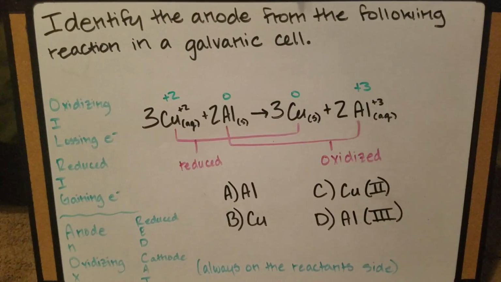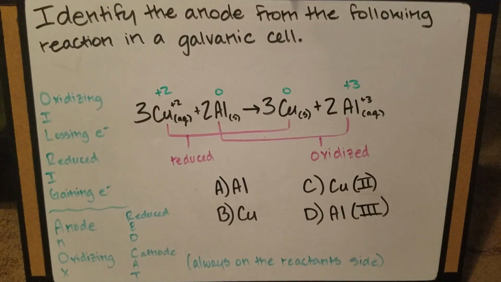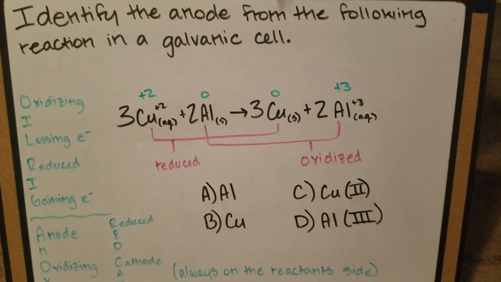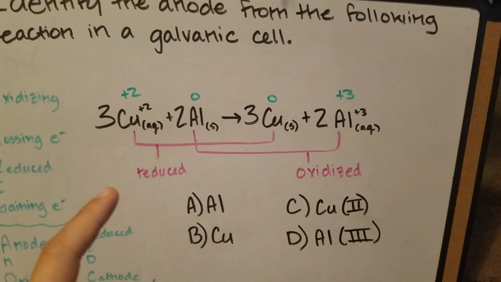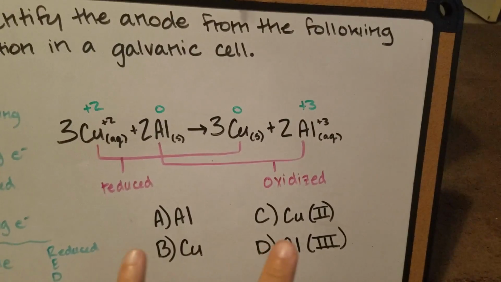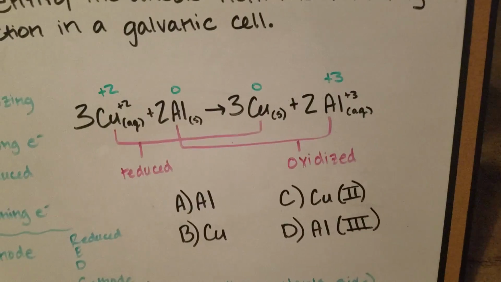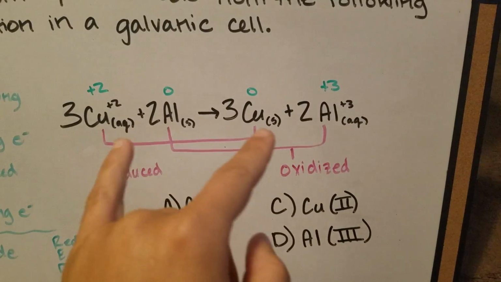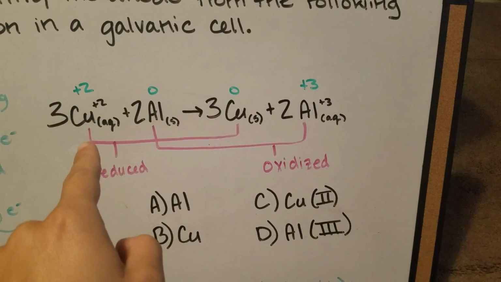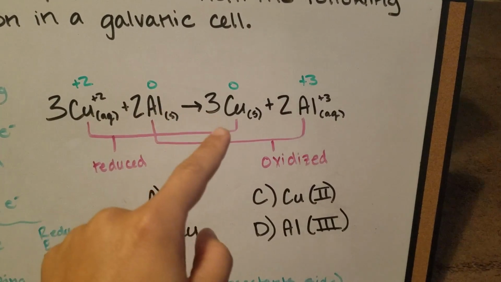Okay, identify the anode from the following reaction in a galvanic cell. So this is the reaction that was given, and from the charges that were given, and from what we know about elemental ions that stand by themselves, we were able to find out that the charges are +2, 0, yields 0, and +3.